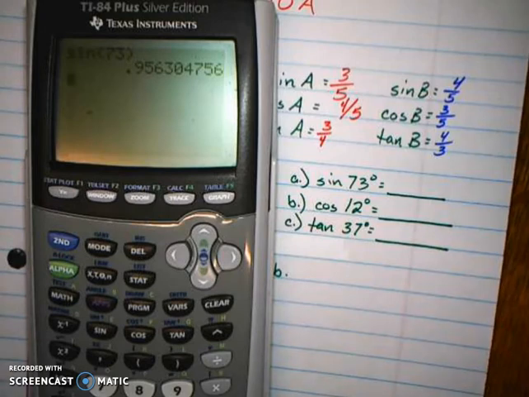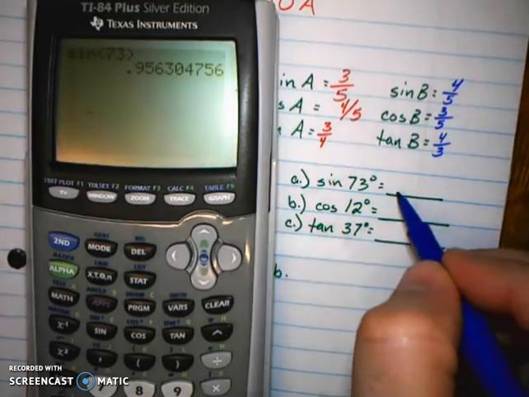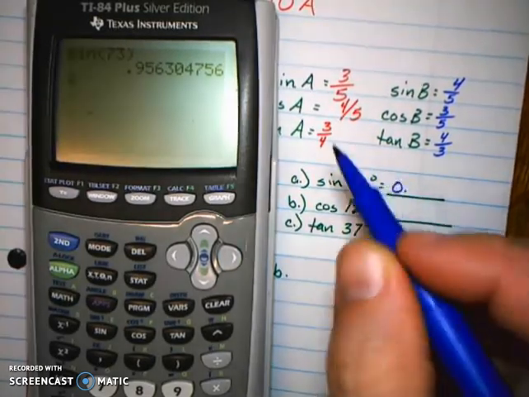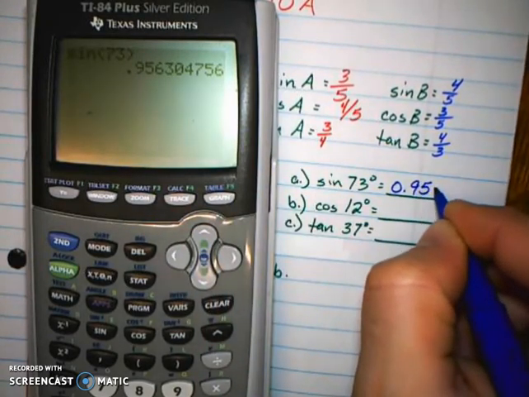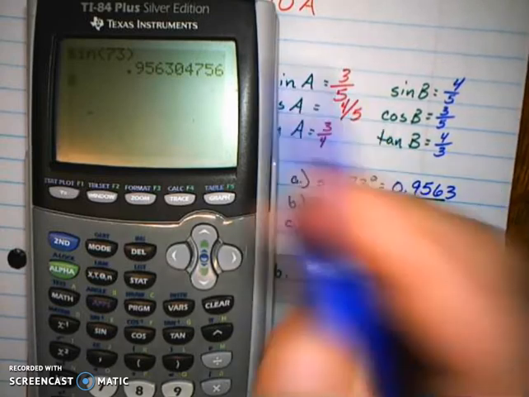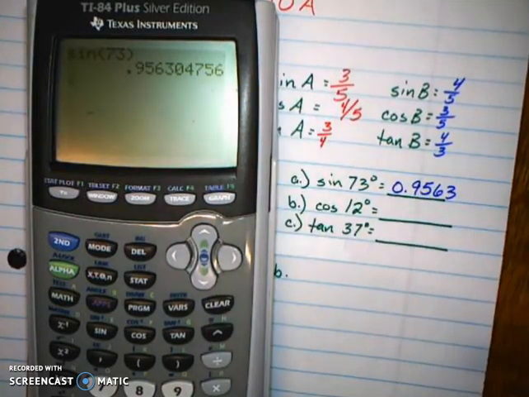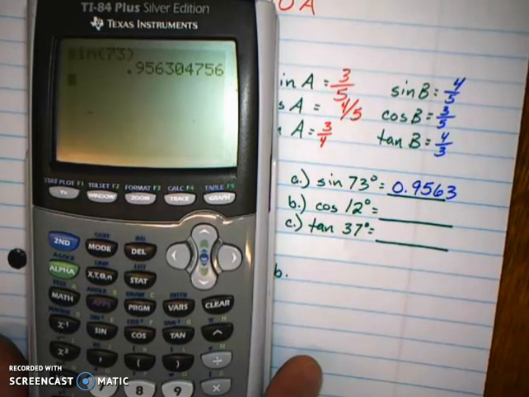Okay, so what I want us to do is use 4 decimal places, 0.9563. Make sure we use the correct rounding rules. Since the number after 3 is 0, it stays a 3. And that is our sine ratio for a 73-degree angle.